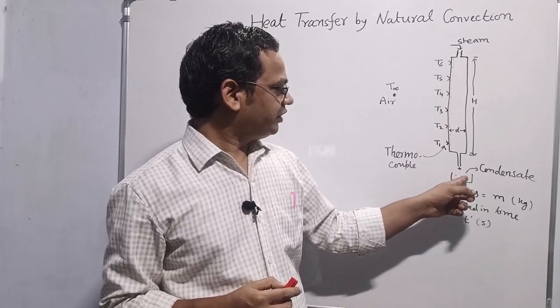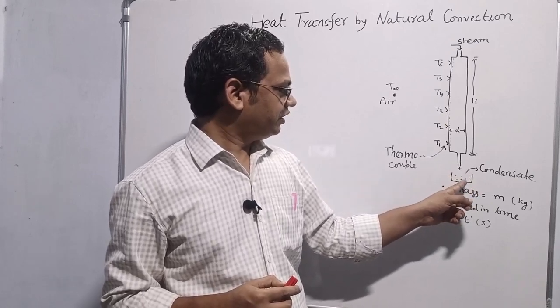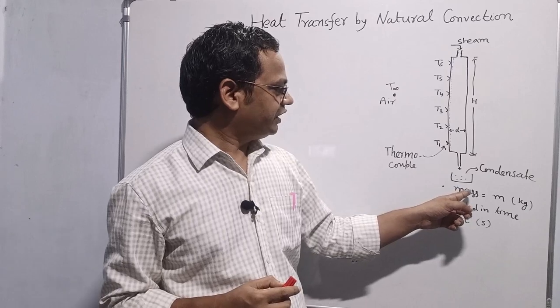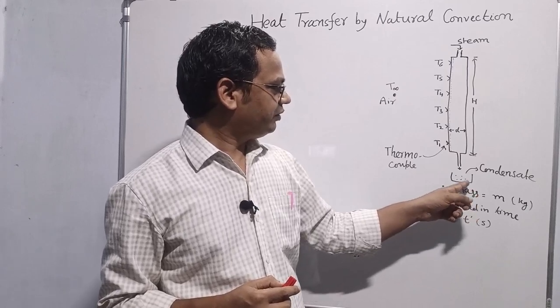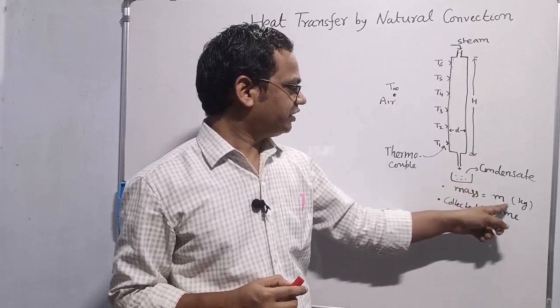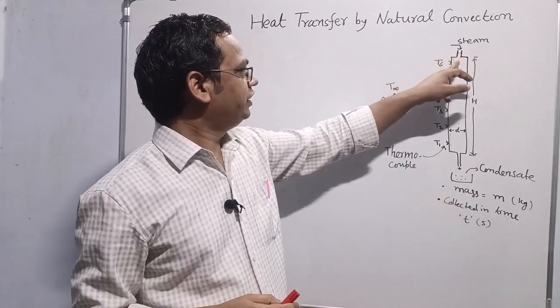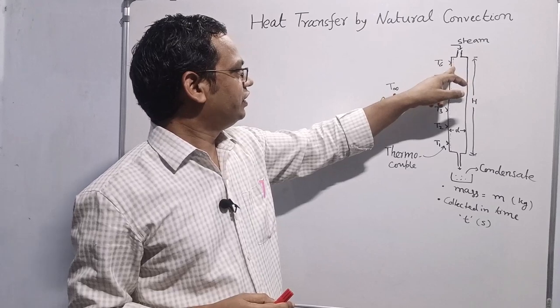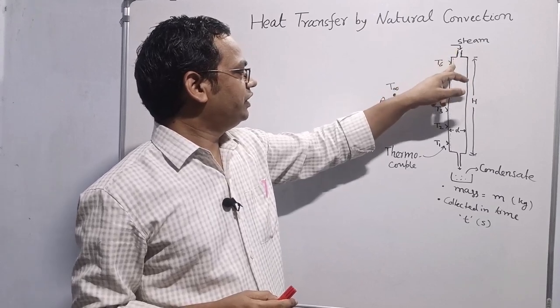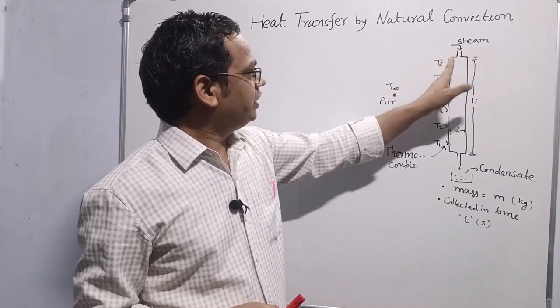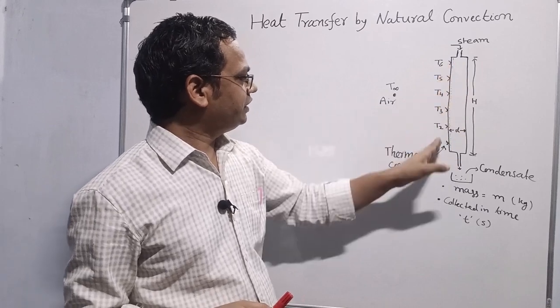First we need to measure the volume of this condensate, which is water, and since we know the density, therefore by multiplying the volume by density, we can know the mass of the condensate. So what is happening here? Steam is entering, it condenses, therefore steam will lose its latent heat. The outer surface temperature is measured using the thermocouples.